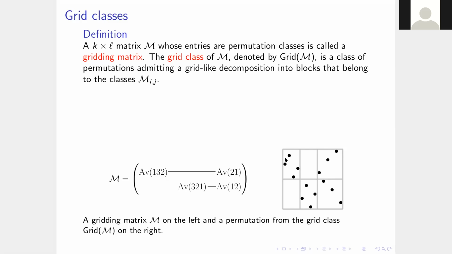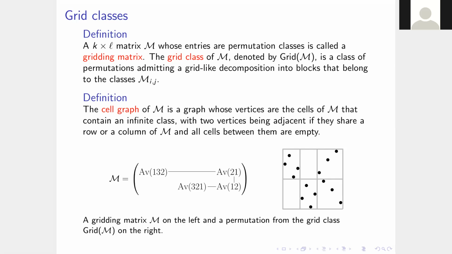So we can see that this permutation belongs in fact to the Av(132) class. This permutation is indeed increasing, this one is indeed decreasing, and this permutation avoids 3-1. And to each gridding matrix, we can also associate a certain graph called a cell graph. That's a graph whose vertices are the cells of the matrix that contain an infinite class. And two vertices are adjacent if they share a row or a column, and all cells between them are empty. So here in the matrix, you can see the edges of the cell graph, which is in fact just the path on 4 vertices.